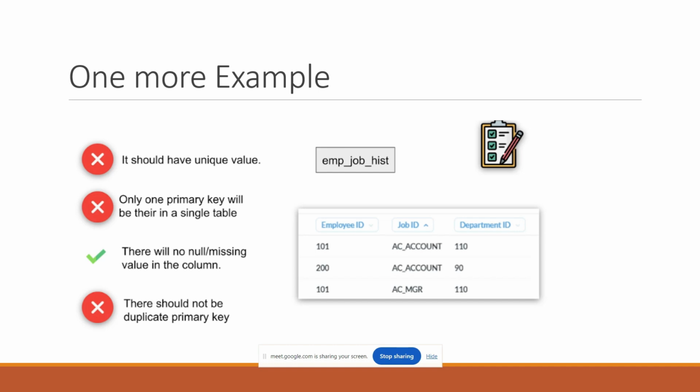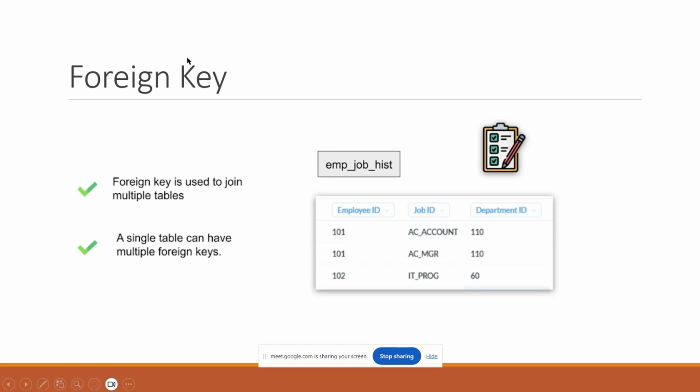So you should tell all these differences. Now, what is the foreign key? A foreign key is used to join multiple tables. Whenever you want to join two tables, you should have a foreign key. Unless and until you have a foreign key, you can't join the tables. So for joining any two tables or multiple tables, you should have a foreign key.